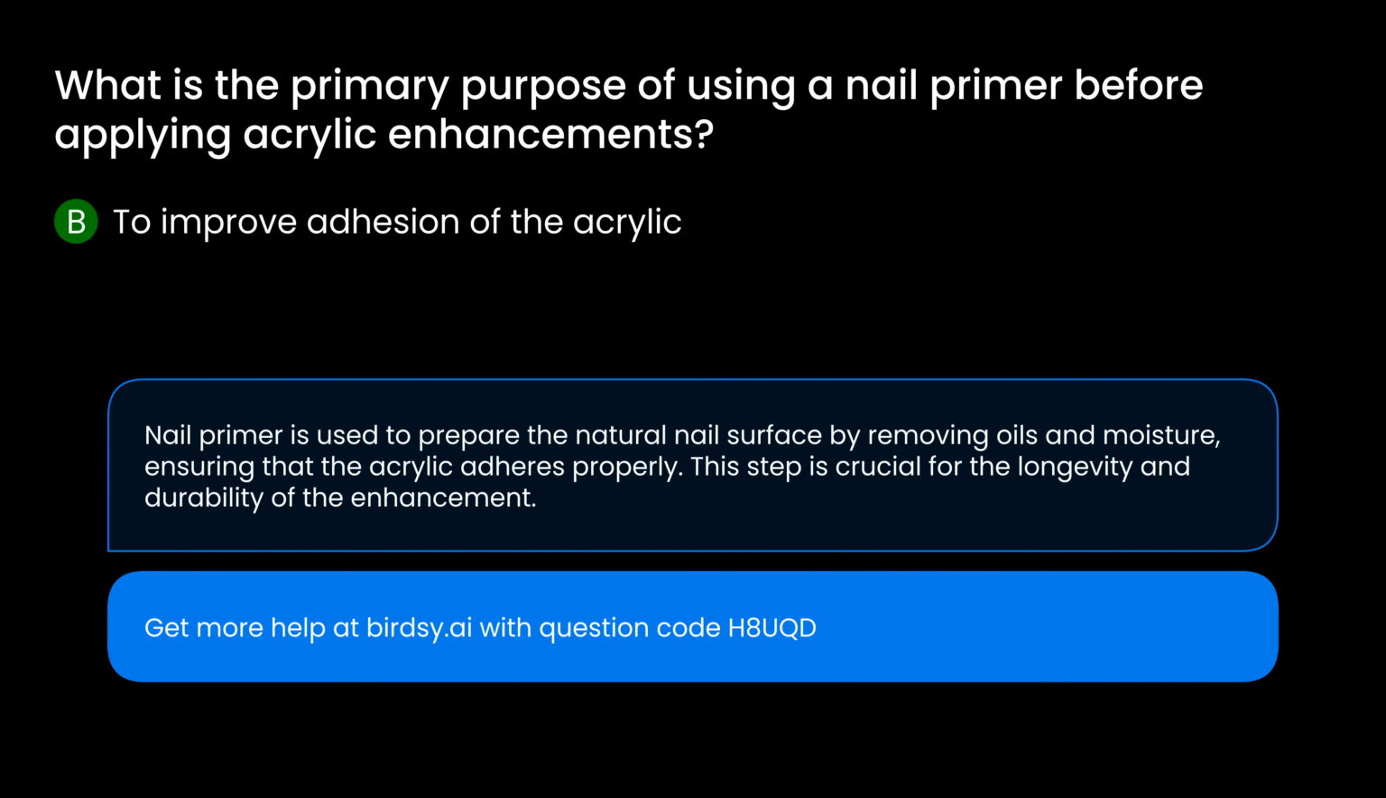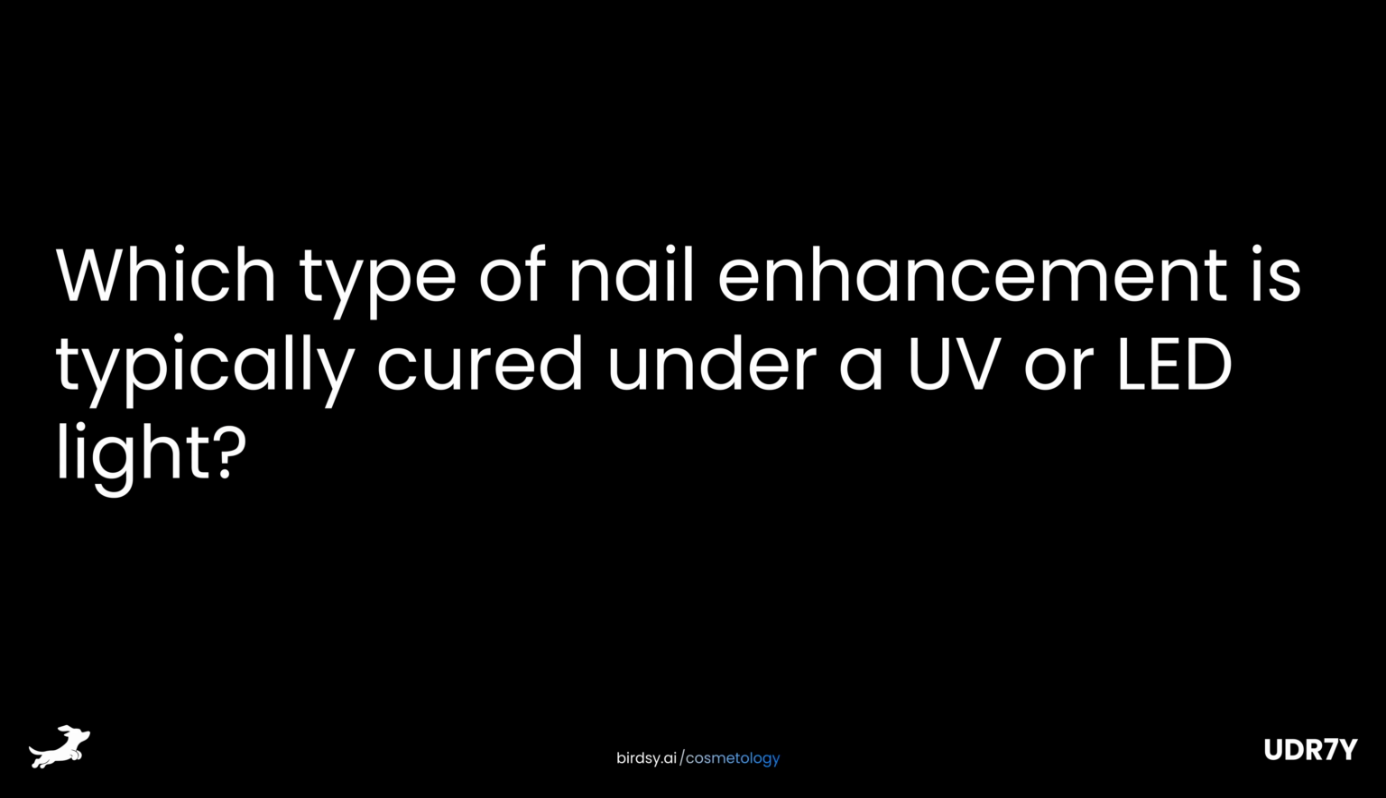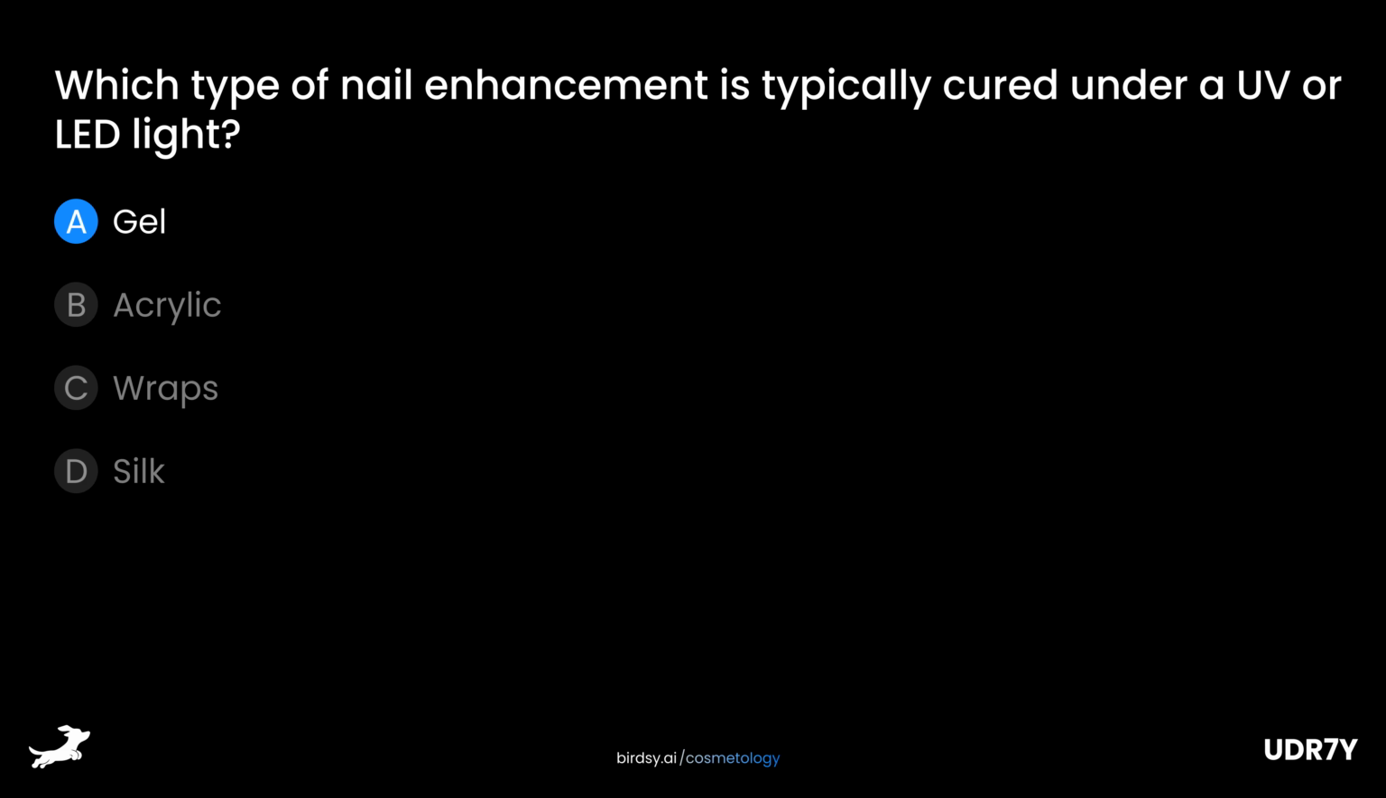Nail primer is used to prepare the natural nail surface by removing oils and moisture, ensuring that the acrylic adheres properly. This step is crucial for the longevity and durability of the enhancement. Which type of nail enhancement is typically cured under a UV or LED light? Is it A, gel, B, acrylic, C, wraps, or D, silk? The answer is A, gel.